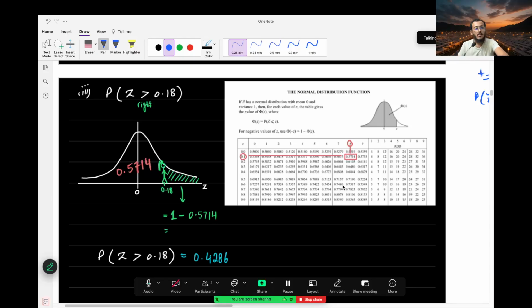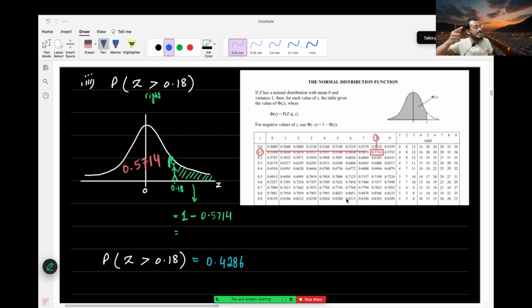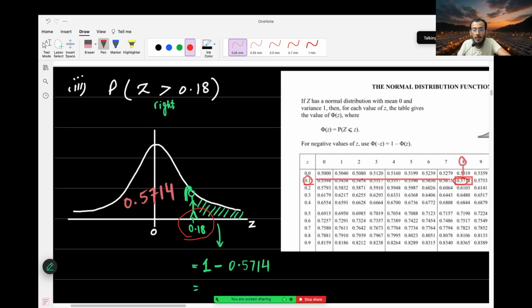Yes, indeed, you are correct. Now they have asked us to find the probability x is greater than 0.18. So what we do is we locate the z value 0.18, and then we find the value for 0.18, and we find the area of 0.5714.